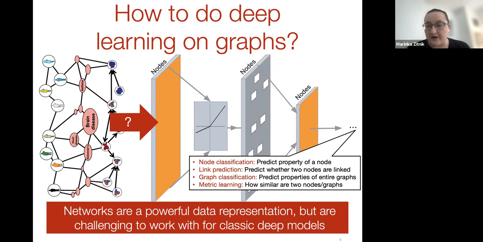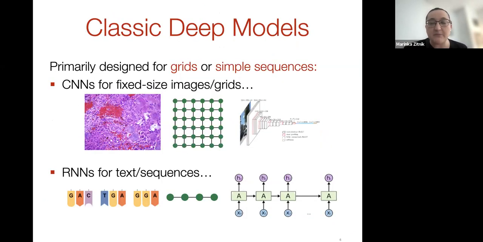So networks or graphs are a powerful data representation, but they are challenging to work with for classic deep models. What I mean by that is the following. Classic deep models were primarily designed for grids or simple sequences. So convolutional neural networks, or a variety of architectures in that field, were designed for fixed size images. You can think of an image as a graph where every pixel is represented by a node that has 4 neighbors: the pixel above, below, to the left and right. And we might have multiple grids like that, each corresponding to a different channel.